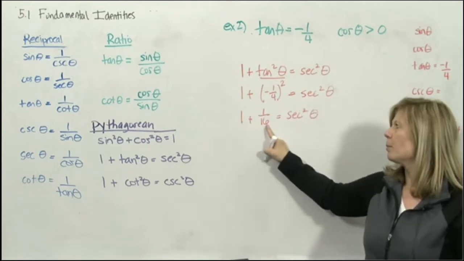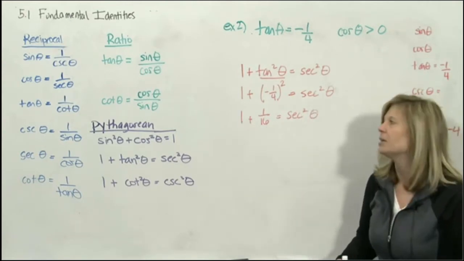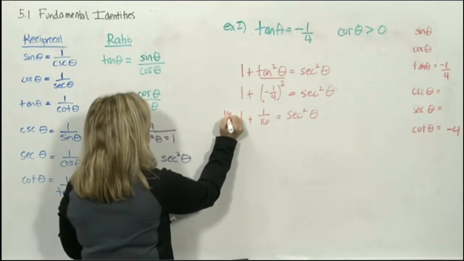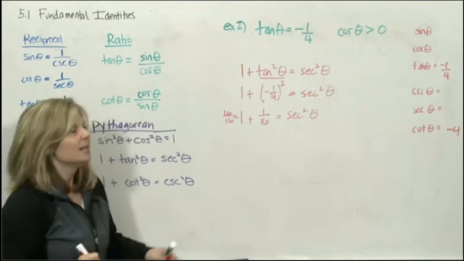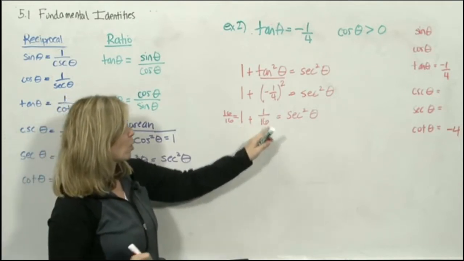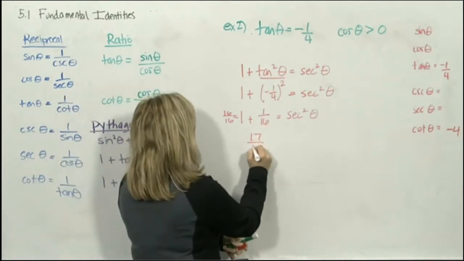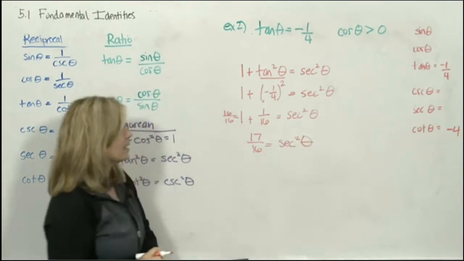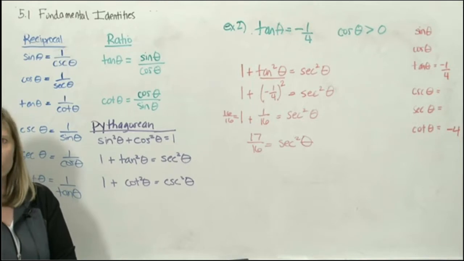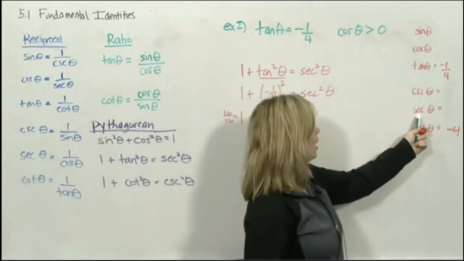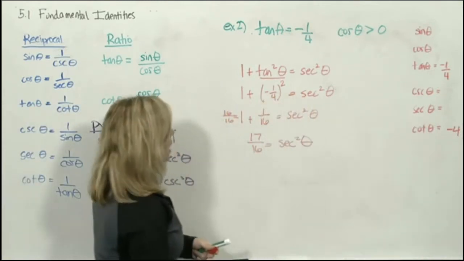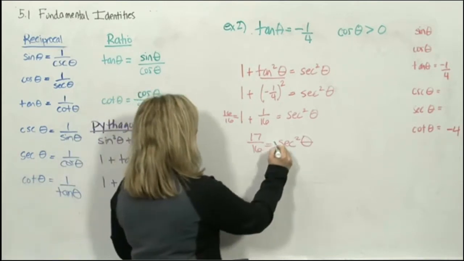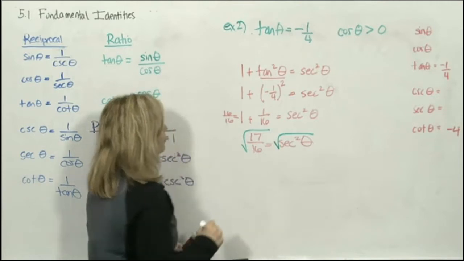How do you add a whole number to a fraction? You need a common denominator. You should all be able in your head to understand 1 is 16 over 16. 16 over 16 plus 1 over 16 is 17 over 16. That equals secant squared theta. Do I want secant squared theta? No. I want secant. So how do you get rid of a square from good old algebra? You do the opposite. You square root both sides.